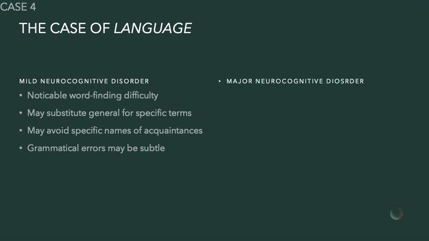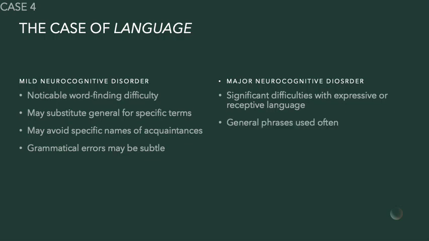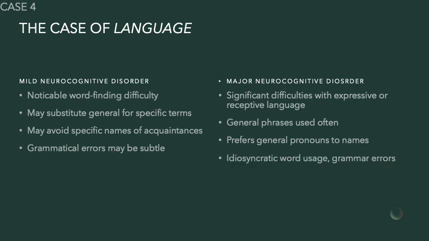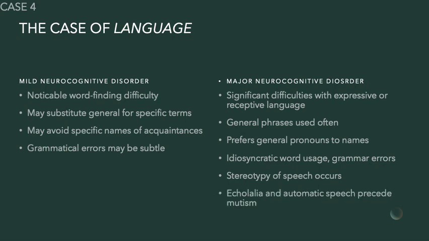Individuals with major neurocognitive disorder and issues with language may have significant difficulties with expressive or receptive language. They often use general phrases such as "that thing" and "you know what I mean." They prefer general pronouns to names. They may use idiosyncratic words and make grammar errors. Stereotypy of speech occurs, and eventually echolalia and automatic speech occur and precede mutism.